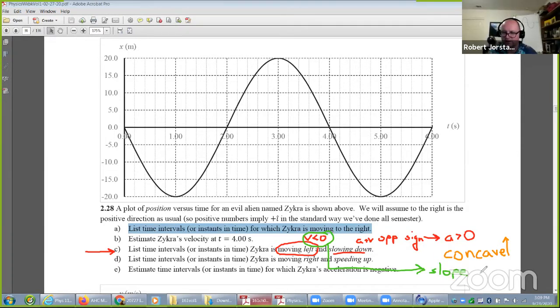So notice these words are looking for a negative slope, concave up. Well, this is concave up, and this is concave up. So it's got to be in that subset. And now we're looking for a negative slope. Well, this is a negative slope, and this is a negative slope. So there we go. That's moving left and slowing down. So far, so good.